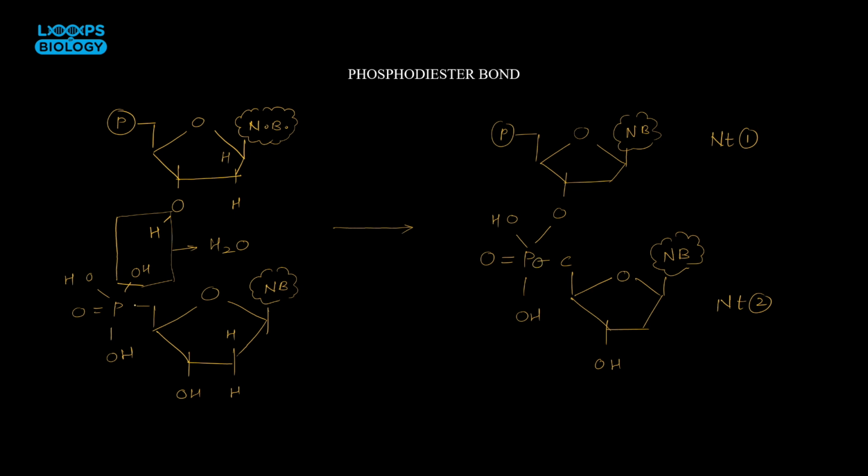between your phosphorus-containing hydroxyl group and the 3' hydroxyl group present on this particular nucleotide structure is nothing but your phosphodiester bond. So this bond is basically called your phosphodiester bond. Got it?